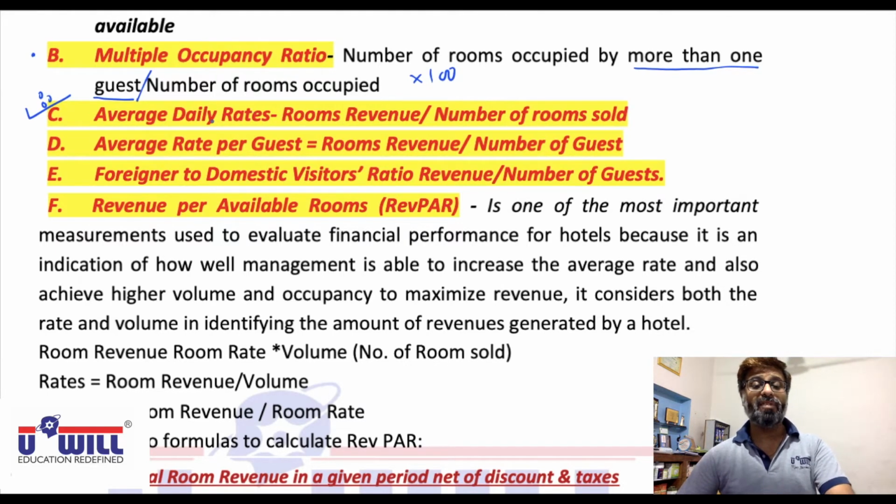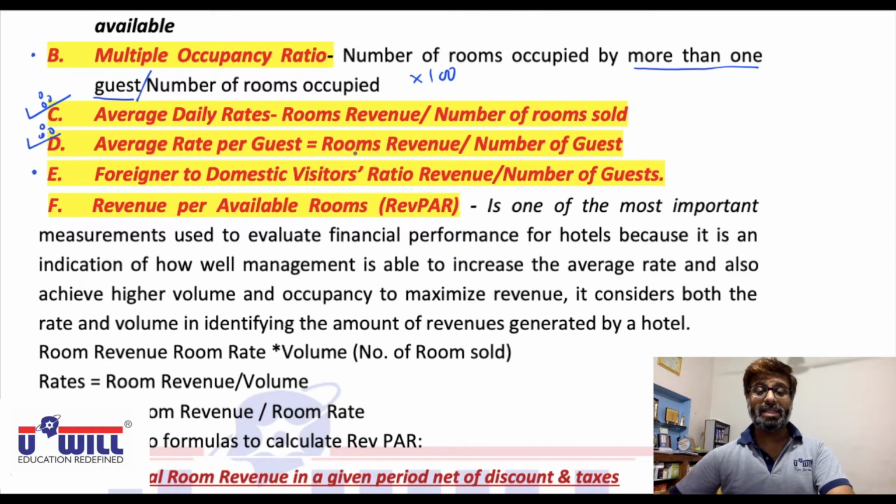Anyway, it's a logical formula. Average daily rate is total rooms revenue divided by total number of rooms sold during a particular period. Average rate per guest is also quite often asked in exams. Rate per guest: divide by number of guests. Daily rate is divided by number of rooms sold. Rate per guest is divided by number of guests, so rooms revenue divided by number of guests.